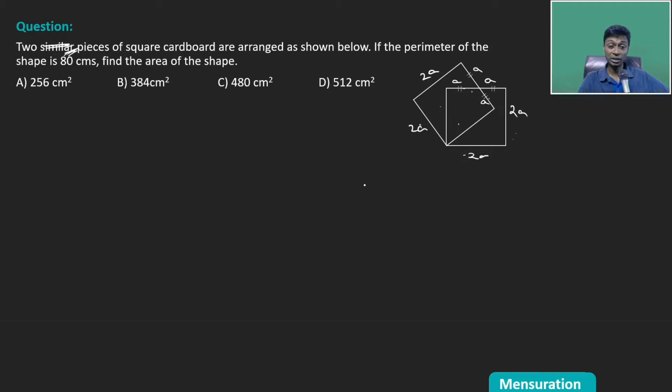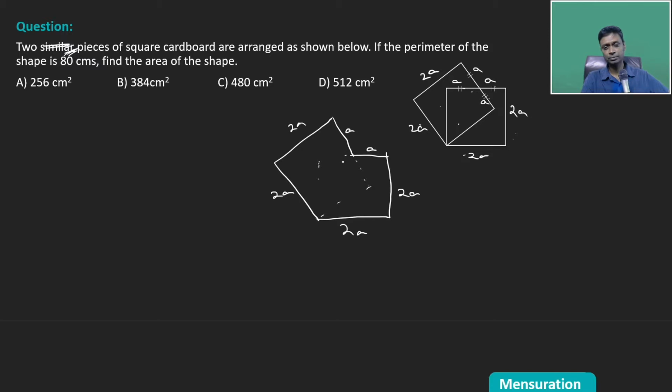Now perimeter is 80 centimeters. Think about it, for the shape, perimeter is what goes around the shape. This is the shape, because inside there is one square and this is another square, but we are not concerned about that. We are concerned about the shape. So this is 2A, this is 2A, this is 2A, this is 2A, this is A, this is A.